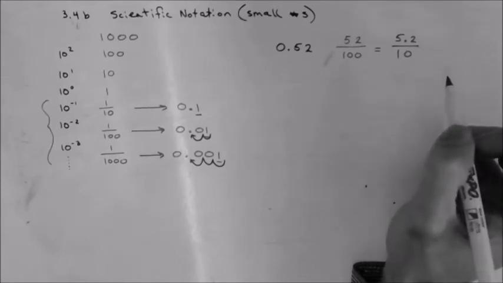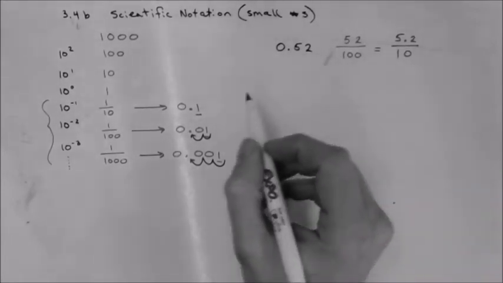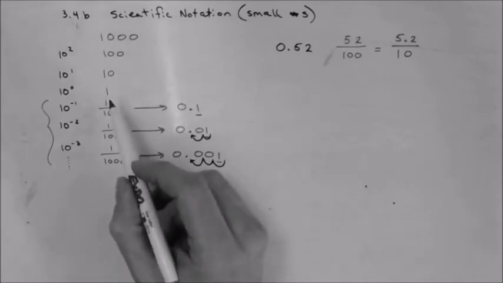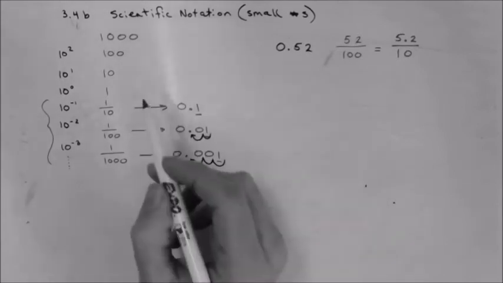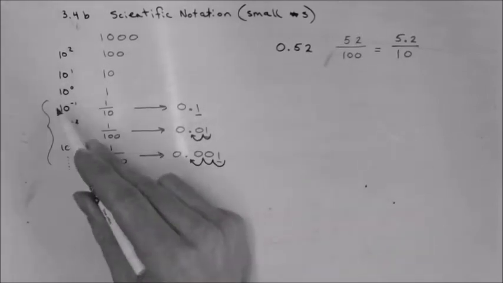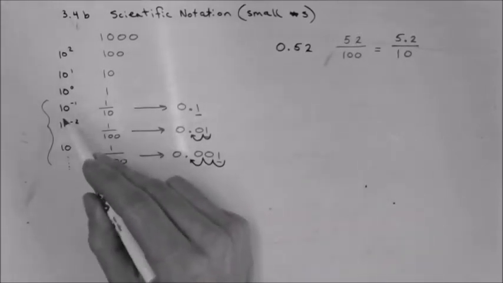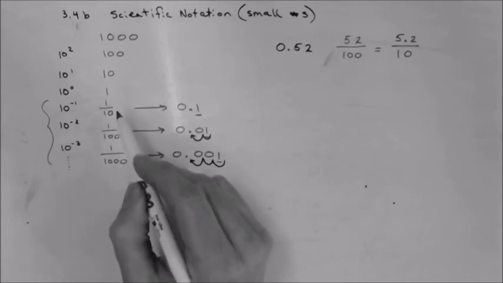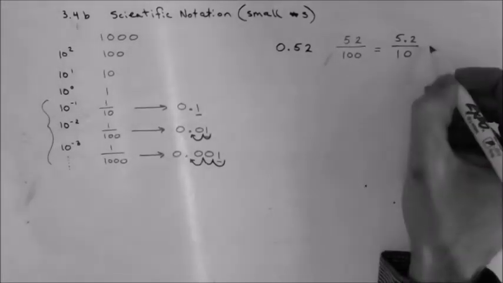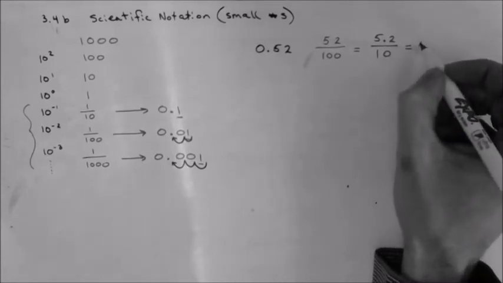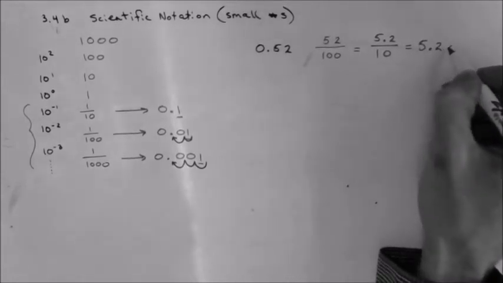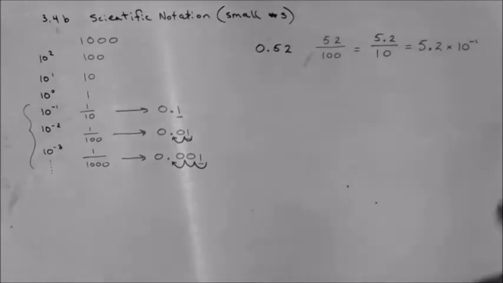over 10. Well, if we look over here, anything over 10 is like taking that number, 5.2, and multiplying it by 10 to the power of negative 1, because 10 to the power of negative 1 is the same as 1 tenth. So if we're going to write this in scientific notation, what we're really getting is 5.2 times 10 to the power of negative 1.